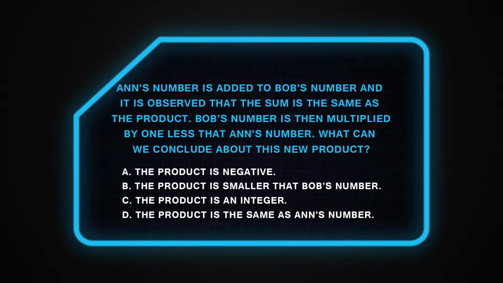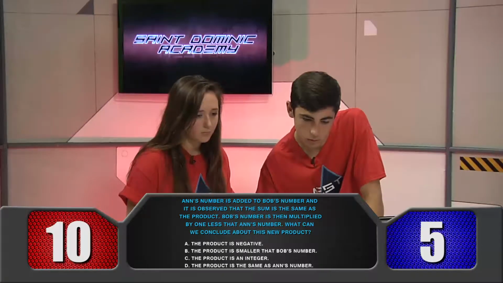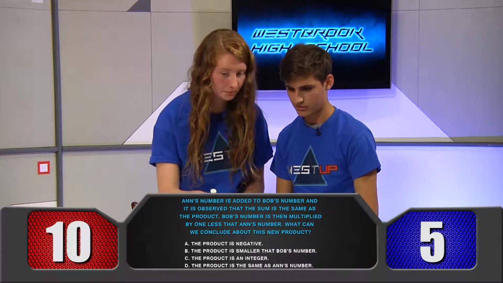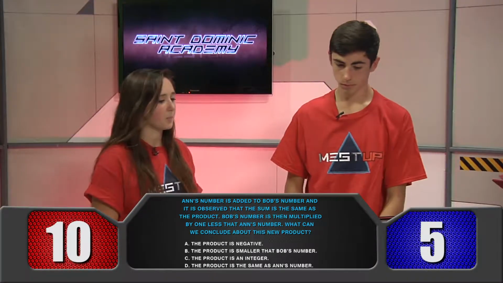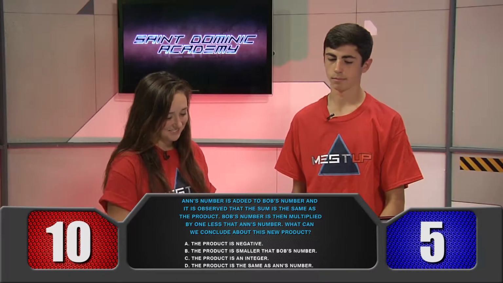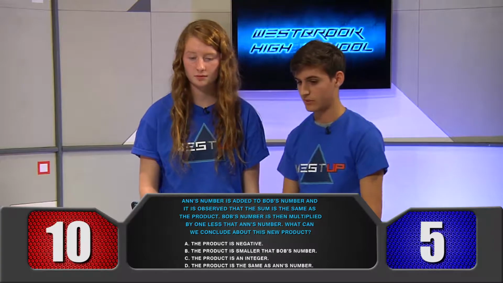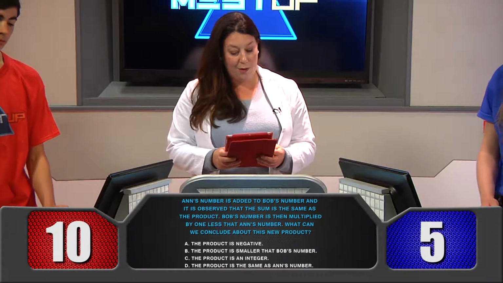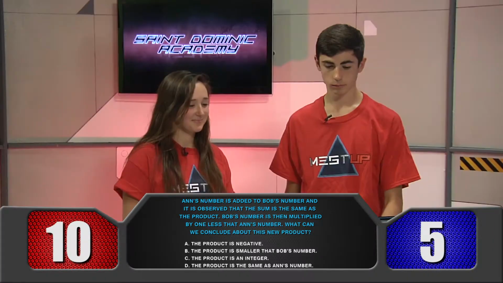Ann's number is added to Bob's number, and it is observed that the sum is the same as the product. Bob's number is then multiplied by 1 less than Ann's number. What can we conclude about this new product? Red team. C, the product is an integer. Incorrect. Blue team. B, the product is smaller than Bob's number. Incorrect. The correct answer is D. The product is the same as Ann's number.